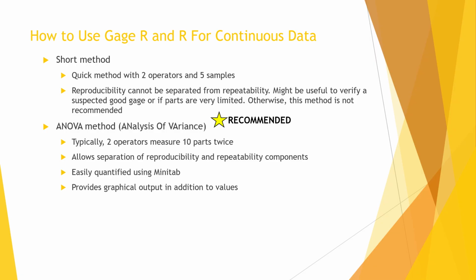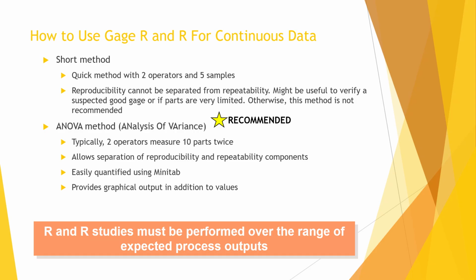And then you have the ANOVA method, analysis of variance. This one is recommended. Typically, there's 2 operators measuring 10 parts twice. It allows for separation of reproducibility and repeatability components, easily quantified using Minitab, provides graphical output in addition to values. R&R studies must be performed over the range of expected process outputs.